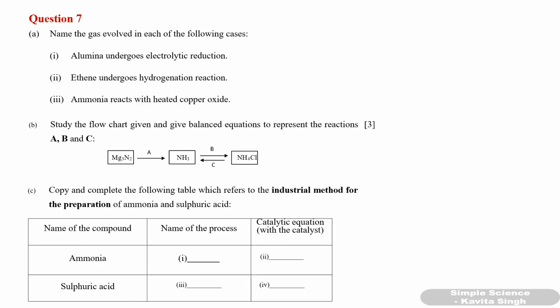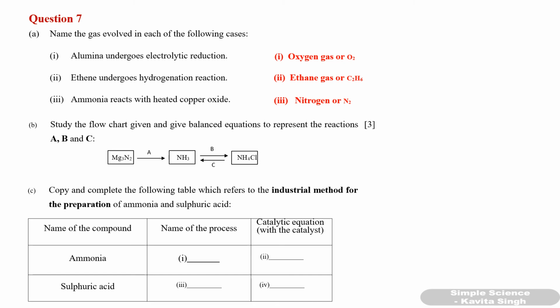Very important question. Question number 7. Name the gas evolved in each of the following cases. First one, alumina undergoes electrolytic reduction. So when alumina undergoes electrolytic reduction, oxygen gas is evolved. Okay. When ethene undergoes hydrogenation reaction, ethane gas is evolved. When ammonia reacts with heated copper, nitrogen gas is evolved. This was there in part 1 also.